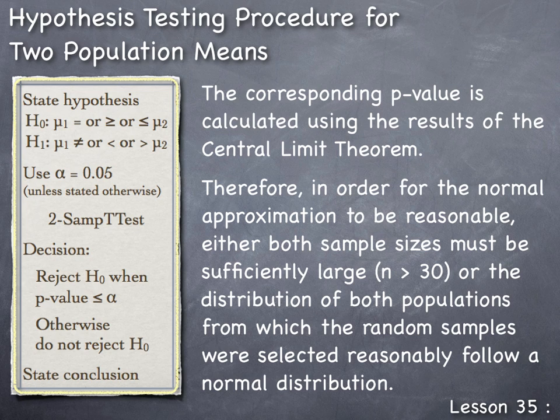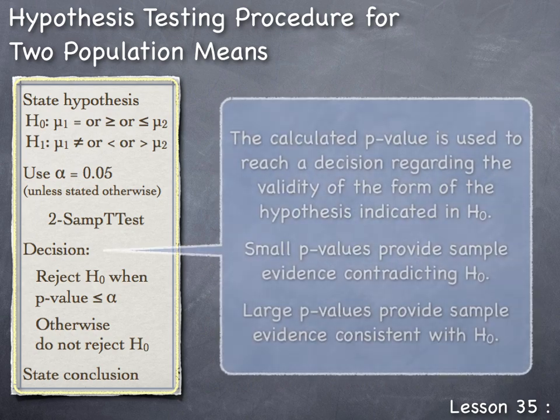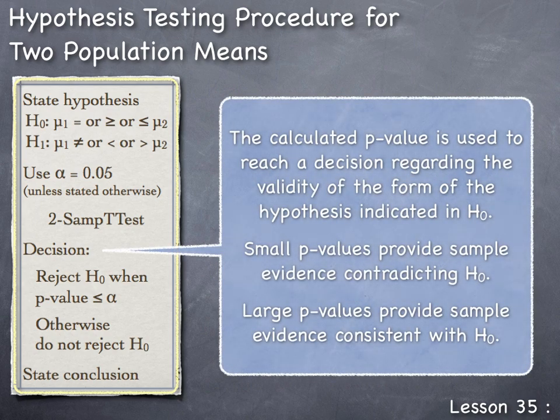But if the sample sizes in either sample are not sufficiently large, then we need to further make the assumption that the distribution of both populations follow a normal distribution in order for this normal approximation of the p-value to be reasonable. Now, the calculated p-value is used to reach a decision regarding the validity of the form of the hypothesis indicated in H0. Small p-values provide sample evidence contradicting H0. Large p-values provide sample evidence consistent with H0.